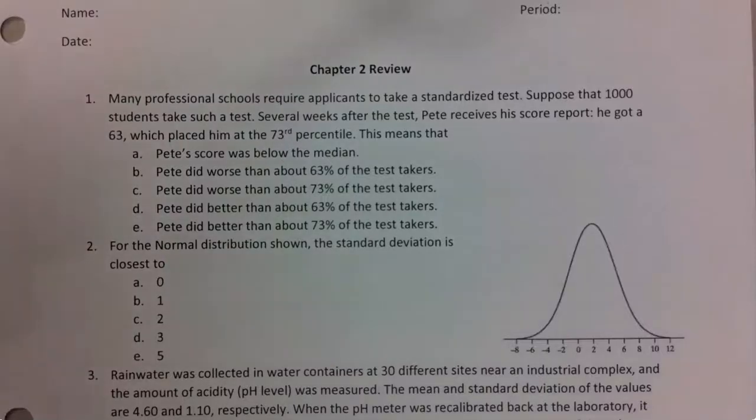Okay, so number 1 says that many professional schools require applicants to take a standardized test. Suppose that 1,000 students take such a test. Several weeks after the test, Pete receives his score report. He got a 63, which placed him at the 73rd percentile.